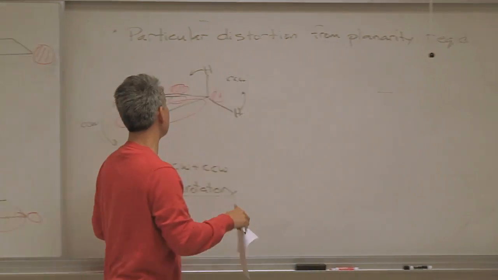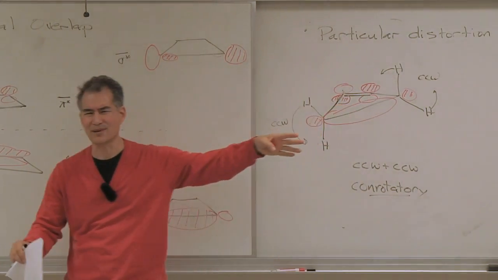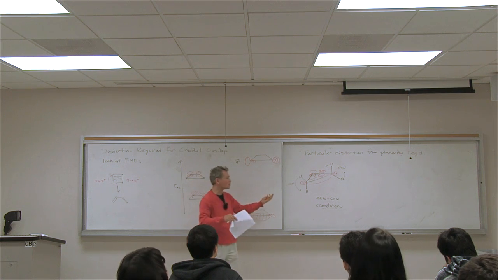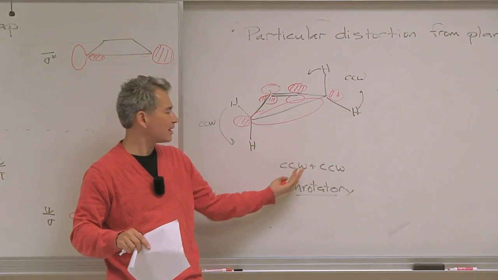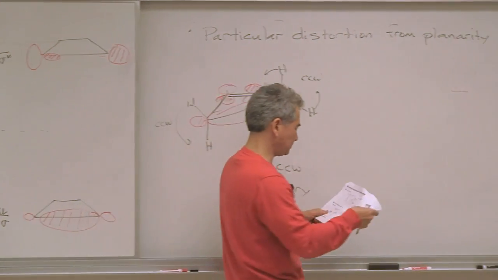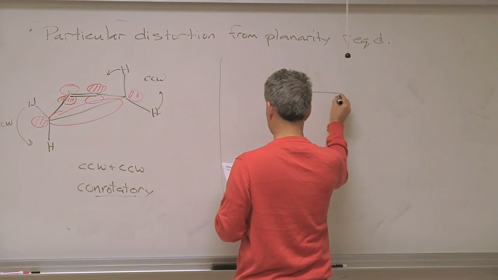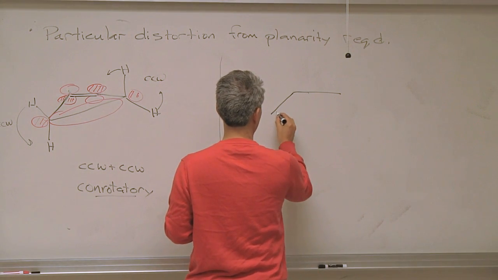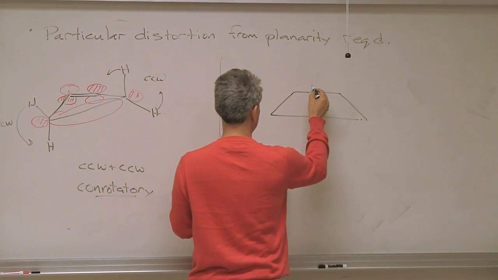What I was going to do is say, oh, but what about pi and sigma star? You reach the same conclusion, that you have to distort it in this clockwise plus clockwise way. Or sorry, counterclockwise plus counterclockwise, or clockwise plus clockwise. Okay, now let's see what happens if we don't distort it in that way. Because there's a way that you can distort it that doesn't help you and which doesn't lead to net bonding.